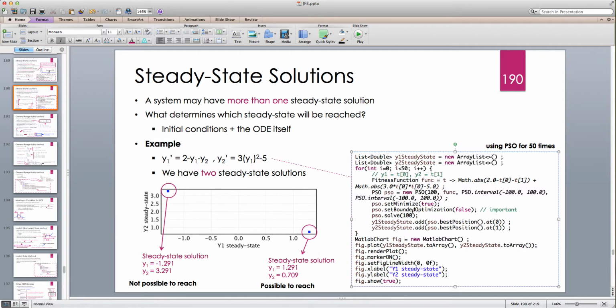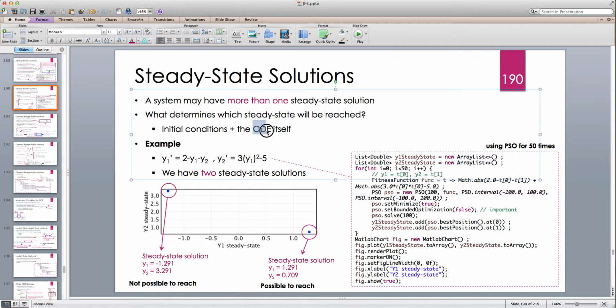So PSO is the same. After solving for 100 iterations with 100 particles, I just add the solution for y1, which is t0, and then a solution for y2, which is t1, and then I just plot them, right? y1 versus y2, because I want to look at the state diagram y2 versus y1. And we clearly see only 2 points, which means it does in fact have two steady state solutions.